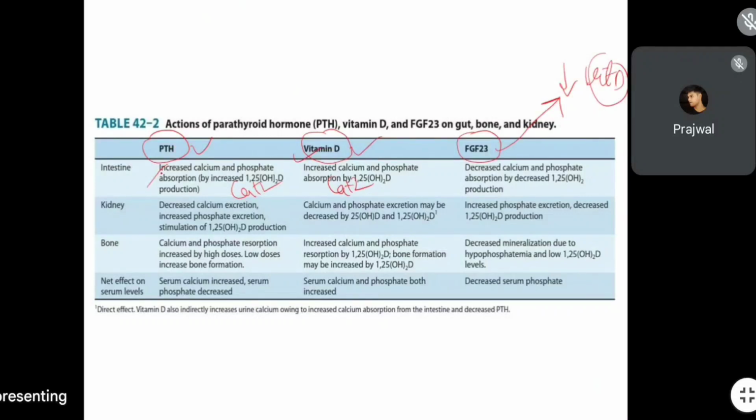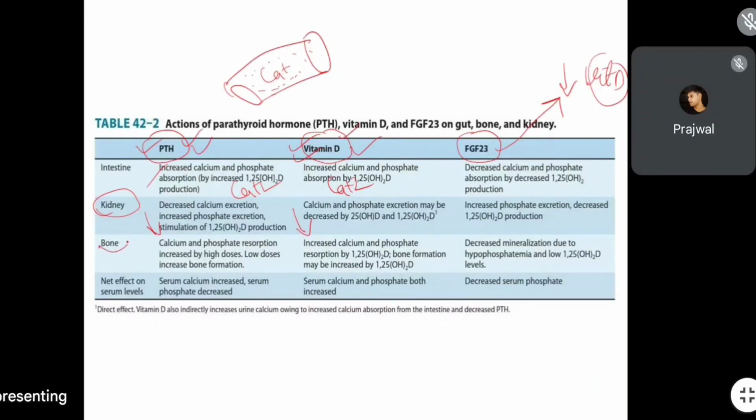Next, PTH action on kidneys. In the kidneys, PTH will decrease excretion of calcium, and vitamin D also decreases excretion of calcium. Remember, PTH decreases excretion of calcium and vitamin D also decreases excretion of calcium, because PTH and vitamin D should try to maintain calcium in the blood. What is the work of both? The calcium level in the blood should be maintained. So PTH and vitamin D both will try to maintain calcium level in the blood.